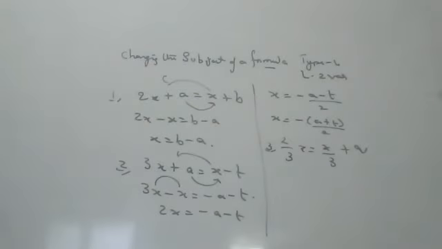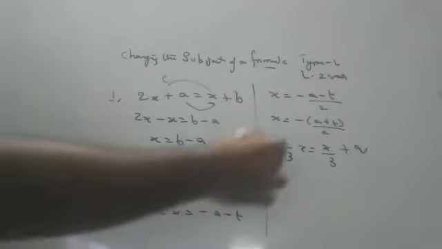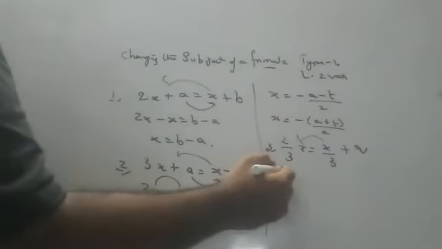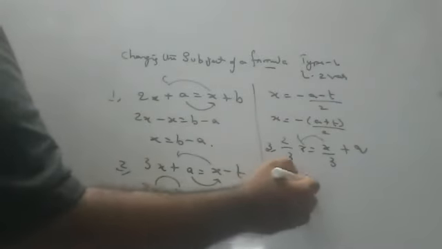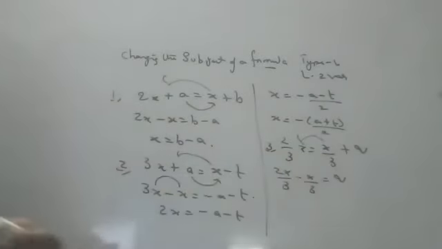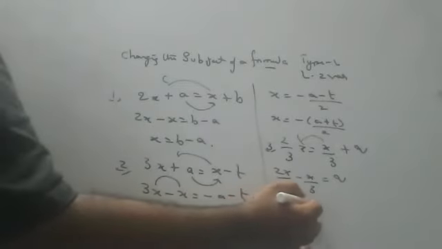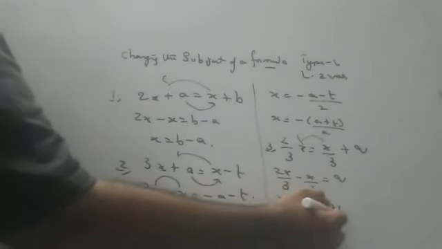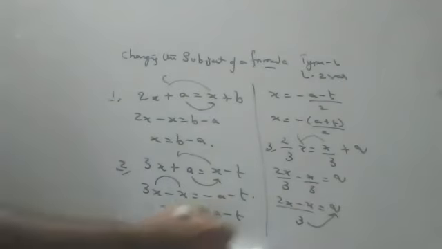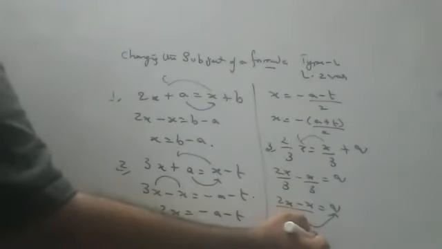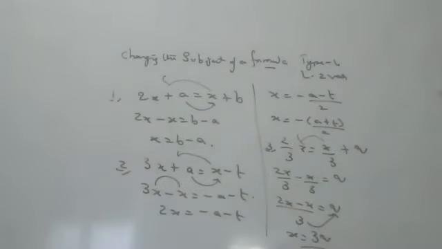First, whenever you are making x or anything the subject, bring that onto one side. Bring x here, children. What do you get? 2x by 3 minus x by 3 is equal to q. Now 3 is the LCM. When 3 is the LCM, what you'll get? 2x minus x is equal to q. Take 3 here, children. 2x minus x is x. x is equal to 3q is the formula. Like this you have to change the subject.